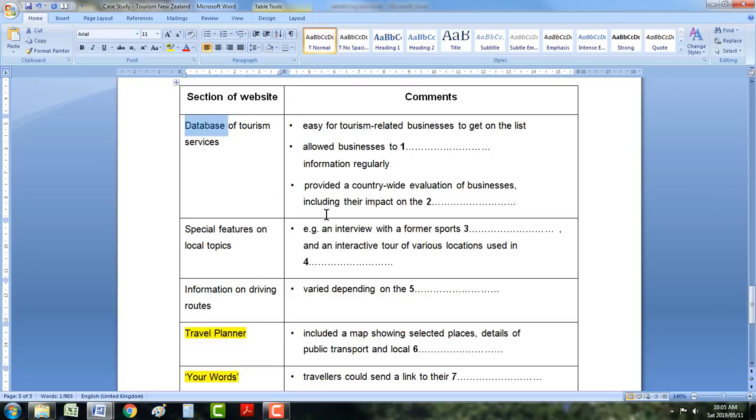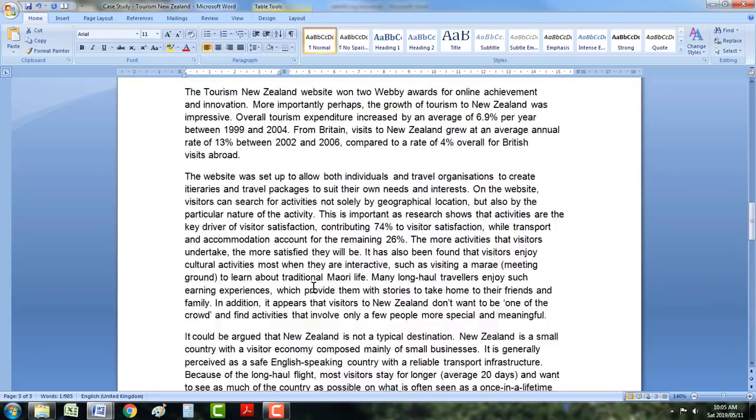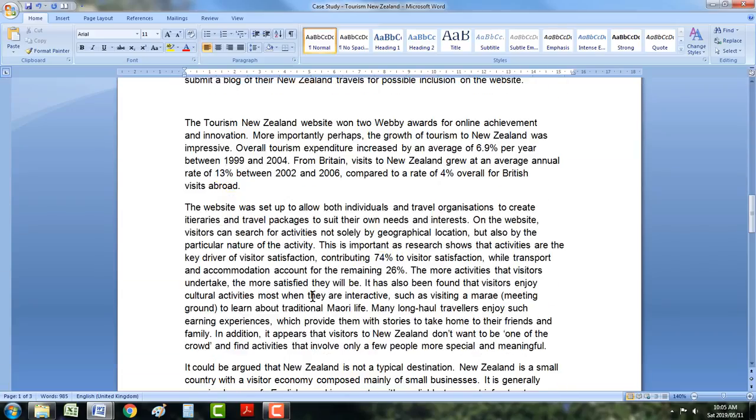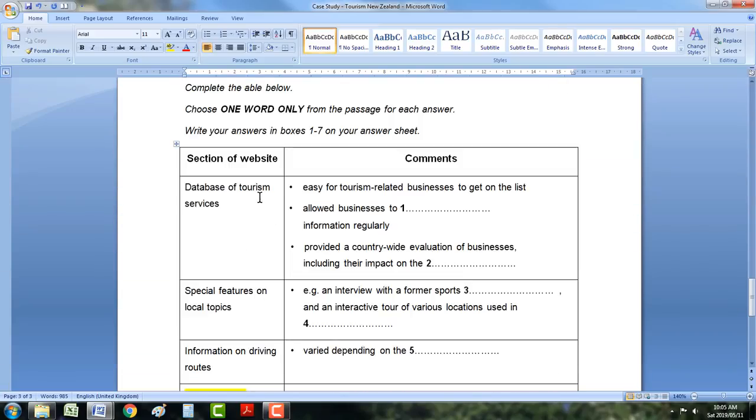Database is quite good. One thing I must point out is don't scan for things that are the topic of the reading, especially things that are in the title. You're not going to scan for tourism. You're not going to scan for New Zealand. You're not going to scan for website, because that's going to be everywhere. Don't scan for those.